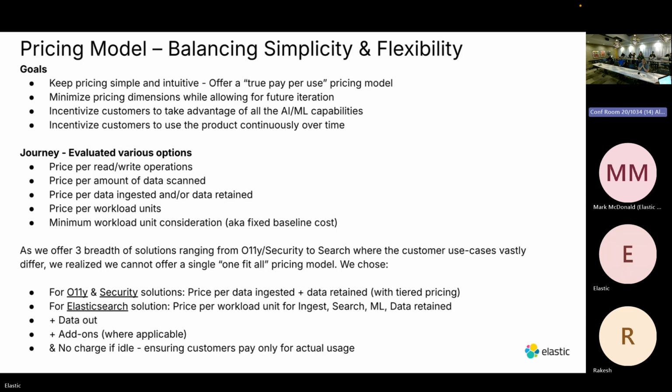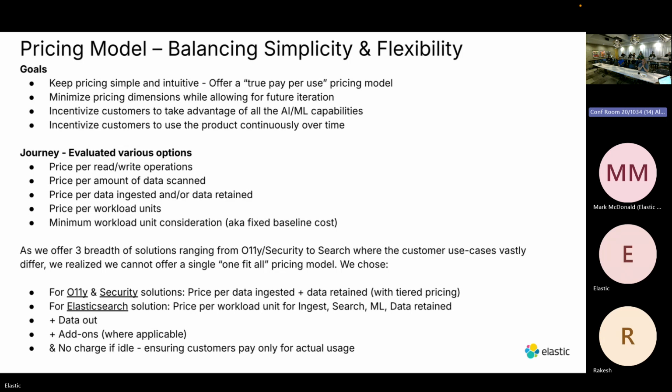Now, going back to our goals, we wanted customers to take advantage of ML capabilities. We don't charge anything extra for customers to enable ML. That's all built into the pricing model. We wanted to incentivize customers to use the product continuously, so we introduced tiered pricing. The more you use, the cheaper it becomes for you. Which means customers can bring in a lot more data, and each dollar of data that you bring in is much cheaper than the first dollar or first gigabyte of data that you brought in.